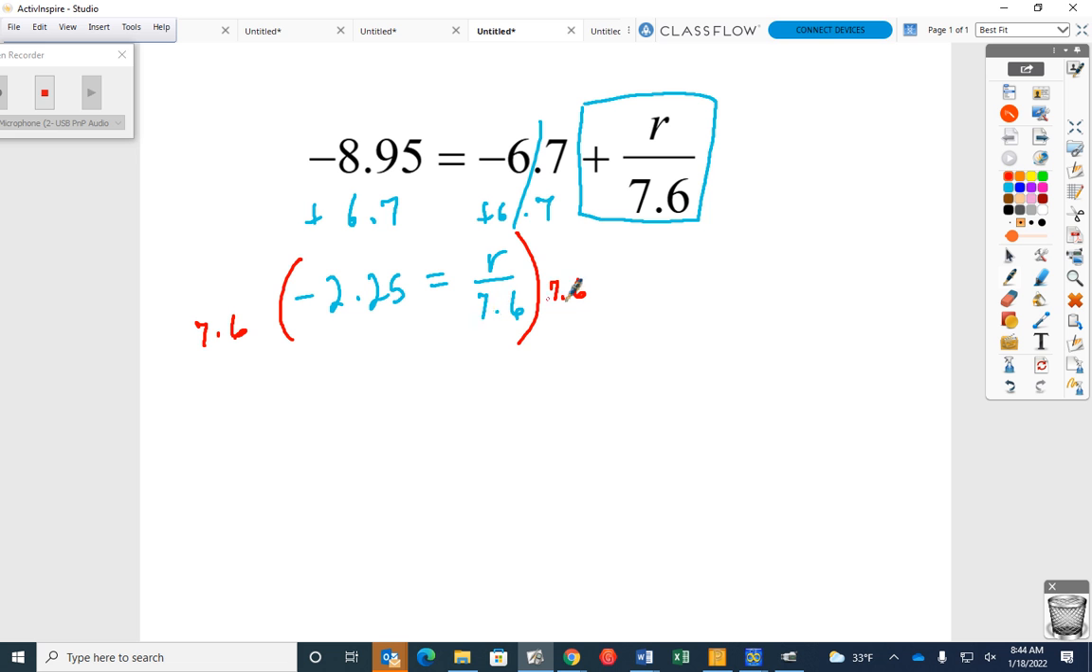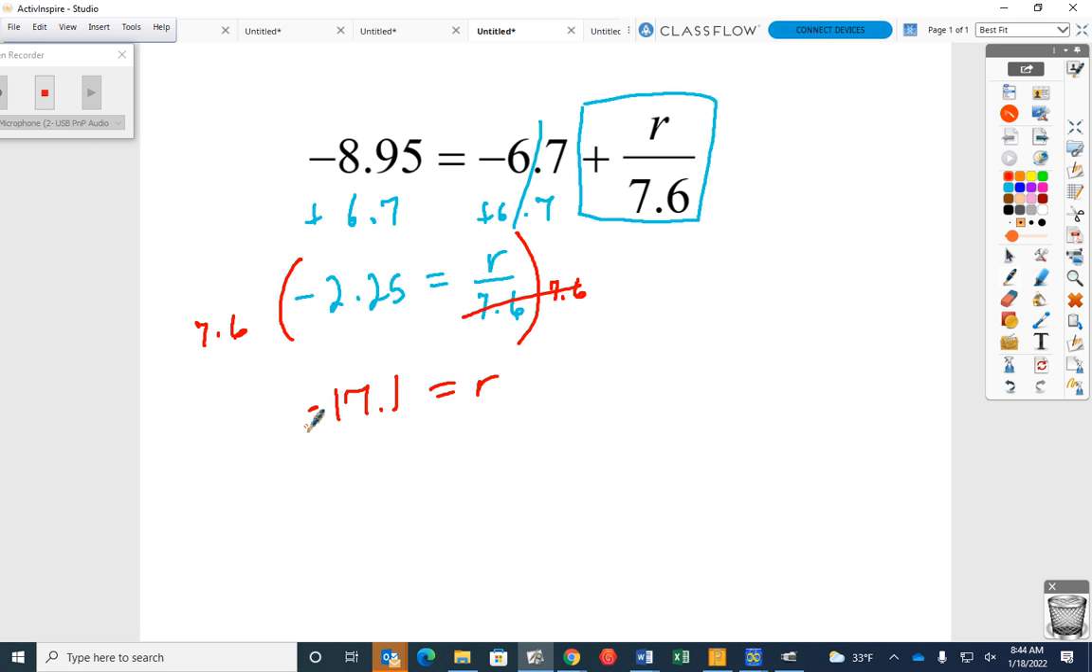So what happens to these guys? They cancel, so I'm left with an R. And what is 7.6 times negative 2.25? Negative 17.1. Negative 17.1 equals R. Okay? Do you see how I did that?